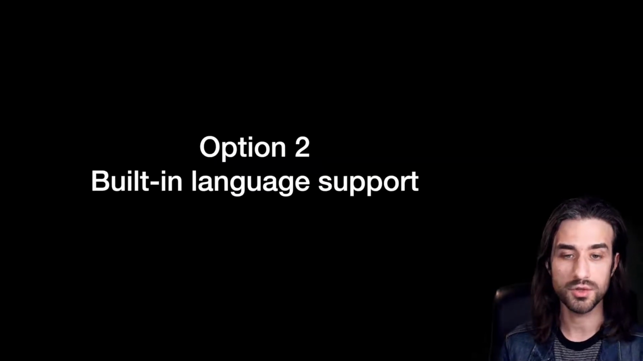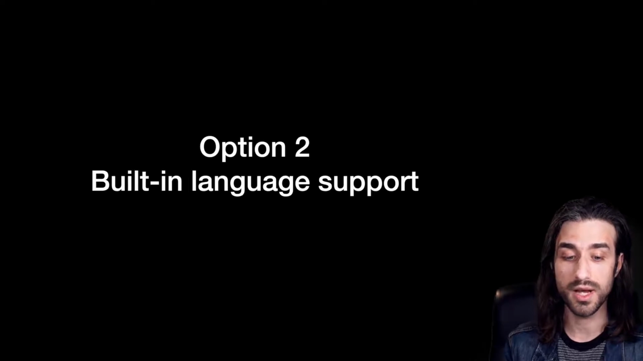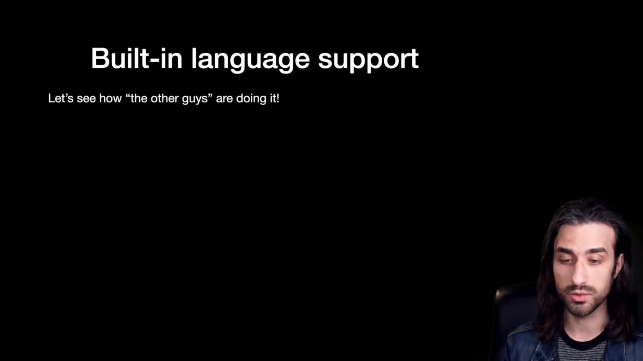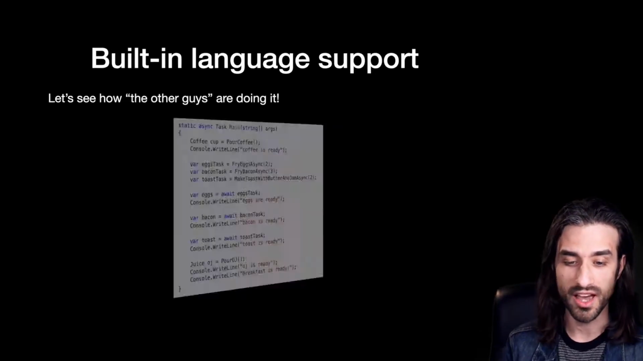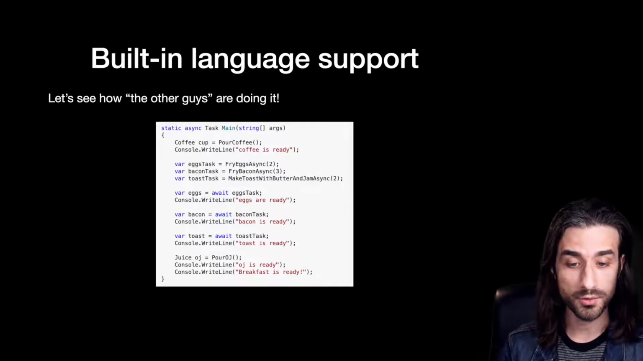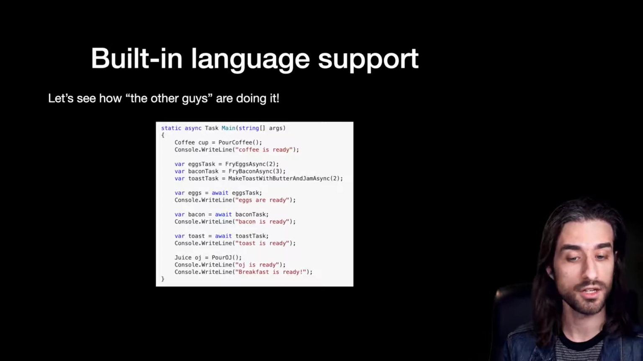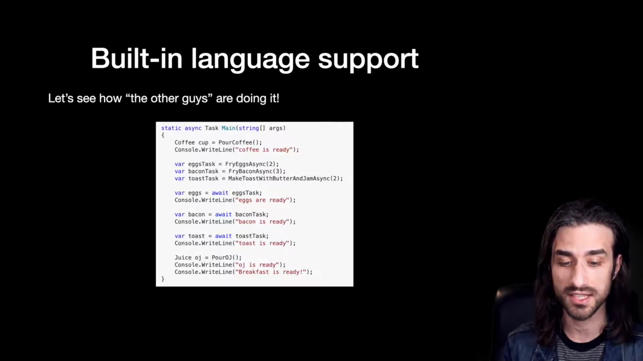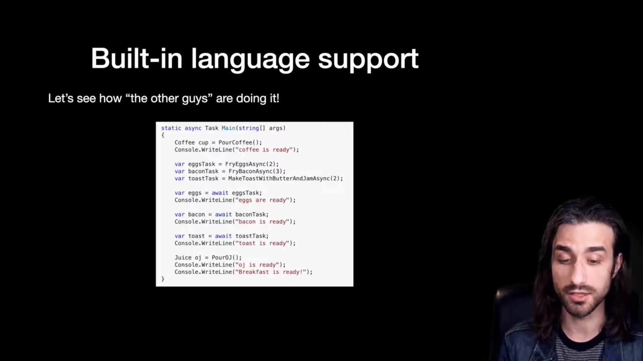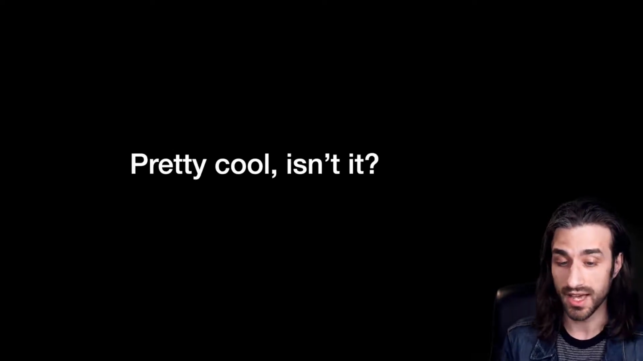The second option is to add some kind of built-in language support to deal with asynchronous code. To see an example of it, we're going to see how other languages are doing it. I've put here an example of C# code, and this code is asynchronous, but you can see that there are no closures anywhere. There are keywords like async. The function main is marked as async, and whenever we call an async function, we use the keyword await. Somehow we are able to manipulate this asynchronous code just like regular synchronous code. It's a very interesting solution, and it's pretty cool.